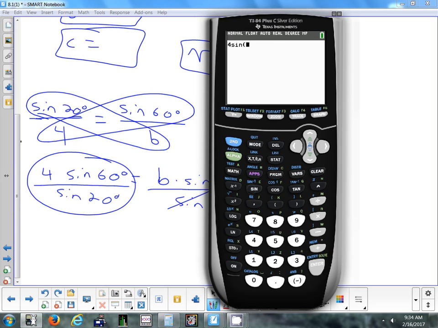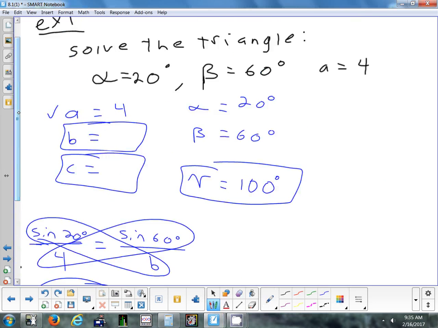Right. 4 sine 60 divided by sine 20. Okay, so B is 10.128. That's 10.128. That's pretty accurate. And now I have A and I have B. So can I use Pythagorean theorem to get C?